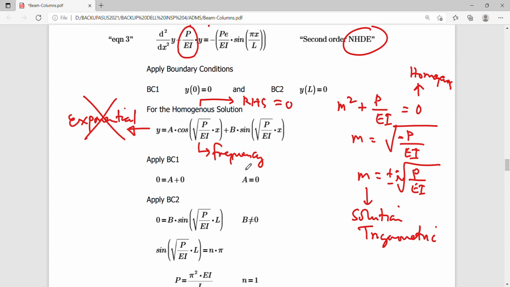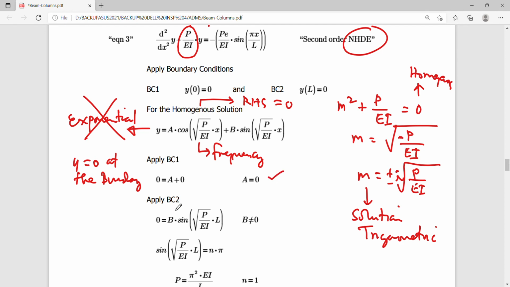Hence, by applying the values on the boundary condition, you will take note that the deflection at the boundary is 0. So y is 0 at the boundary, and the boundary refers to the end points of the beam. So at x equals 0, cosine of 0 is 1 and sine of 0 is 0. So we have 0 equals a plus 0, therefore a equals 0.